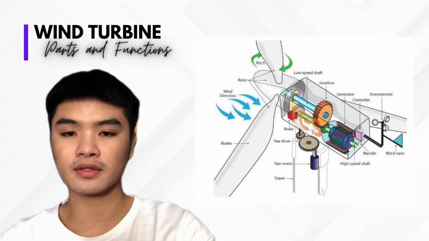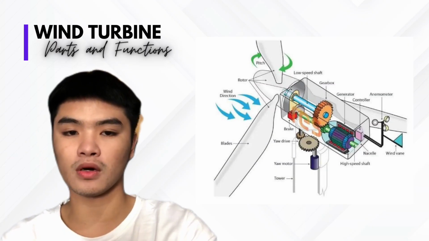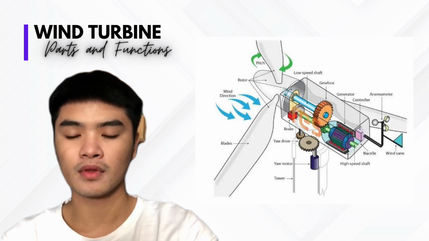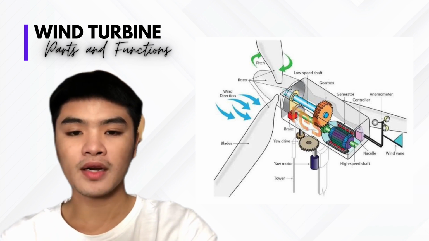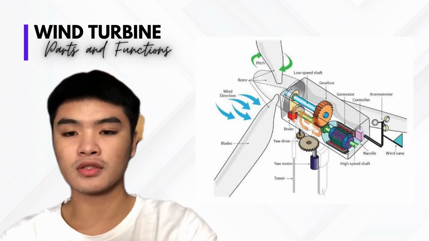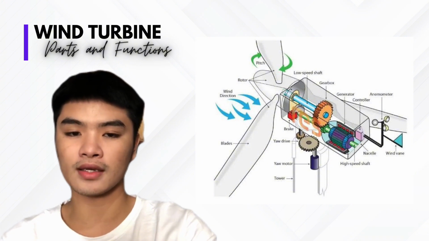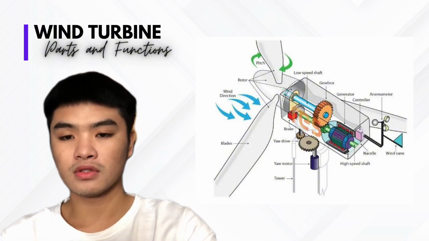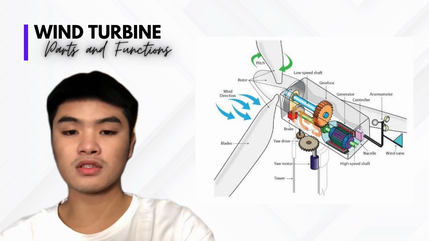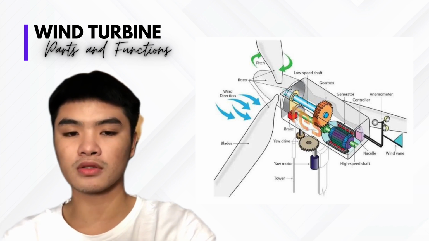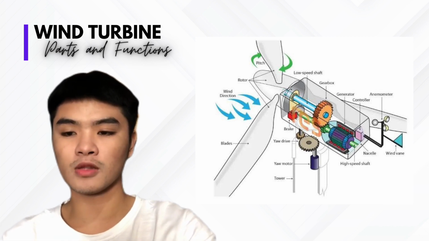Next is the parts and operating principle of a wind turbine. As we could see, we were not able to mention the portion right below the nacelle a while ago, the so-called yaw mechanism, that consists of yaw drive, yaw motor, and some other small parts.